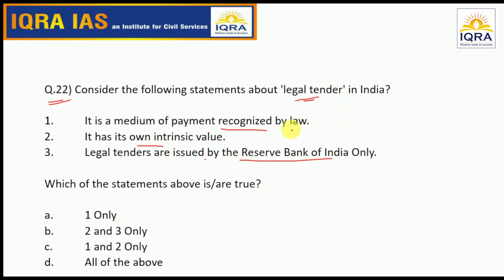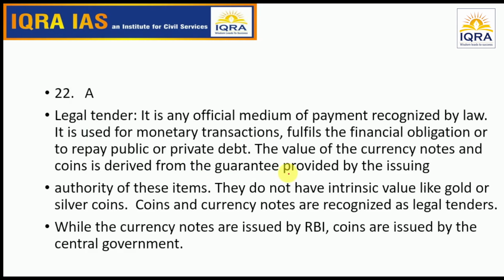So first of all, yes, it is a medium of payment. That's true. It has its own intrinsic value? No. Once the legal tender value is removed, it loses its value. That is what happened in demonetization basically. So it does not have an intrinsic value of its own, like we have in the case of gold and silver. Legal tenders are issued only by the Reserve Bank of India? No, the Government of India also issues them. So legal tenders are issued by both the government and the RBI, as you can see on a currency note.